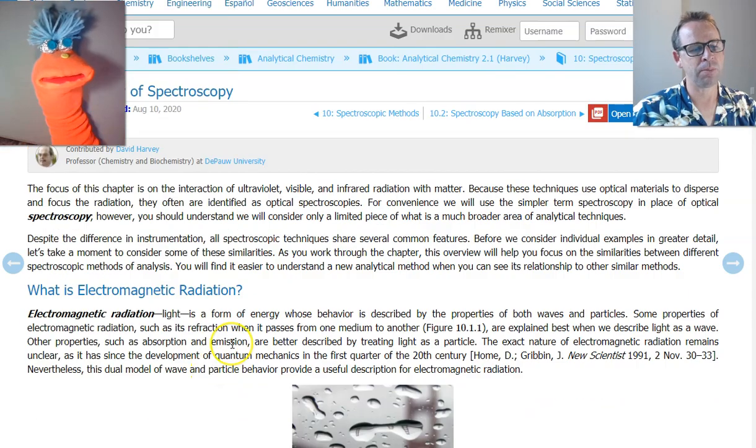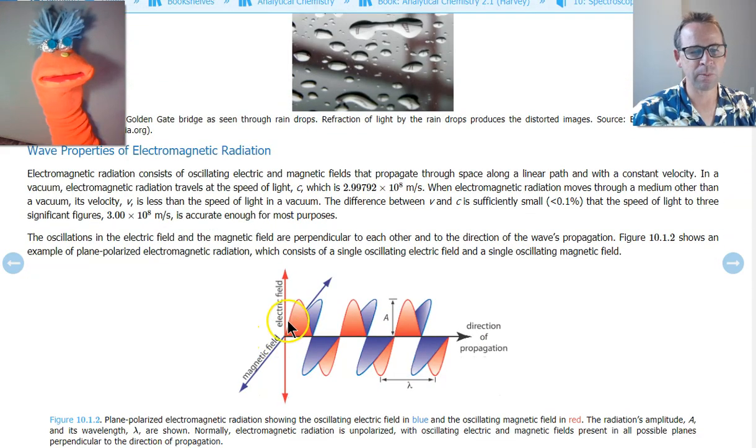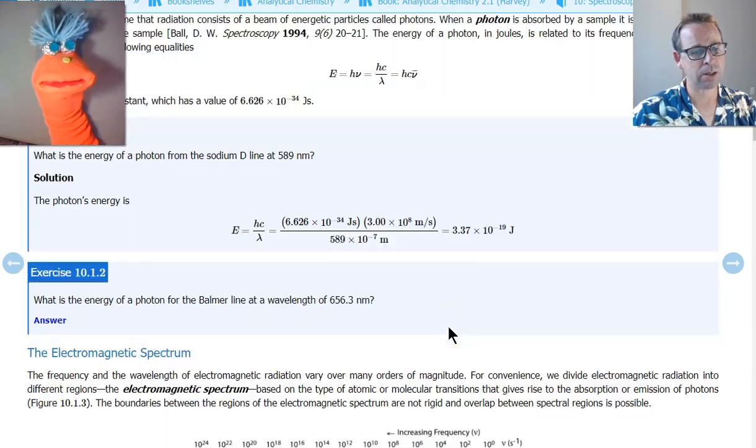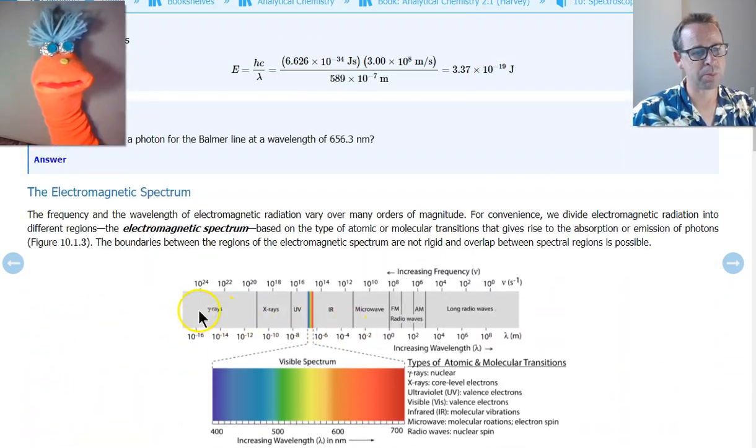All right. Now, electromagnetic radiation essentially is what we describe as an electrical field oscillating with a magnetic field. And these wavelengths of energy we call electromagnetic energy. And light is the visible region of this electromagnetic energy. All right. Down here, there's a nice spectra showing the different wavelengths.